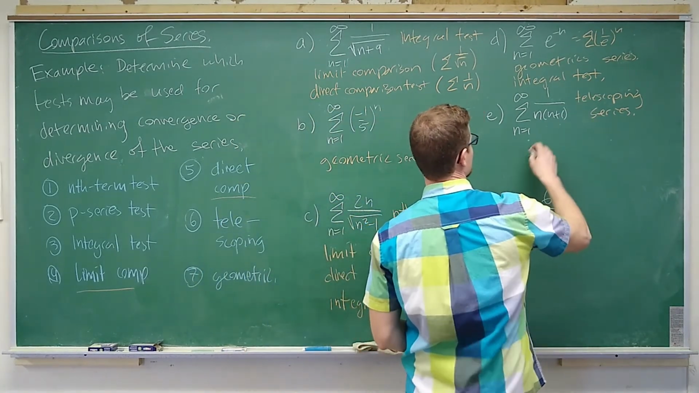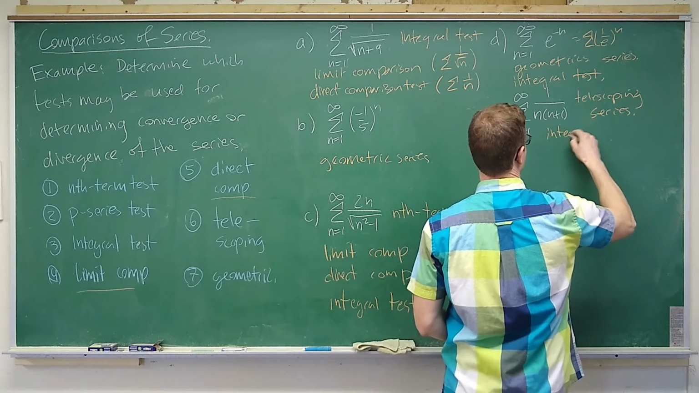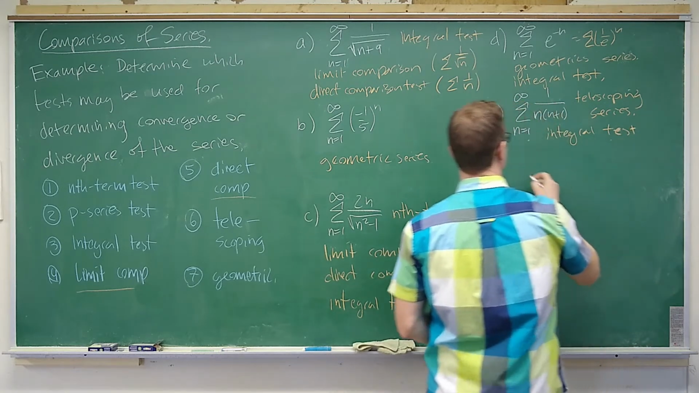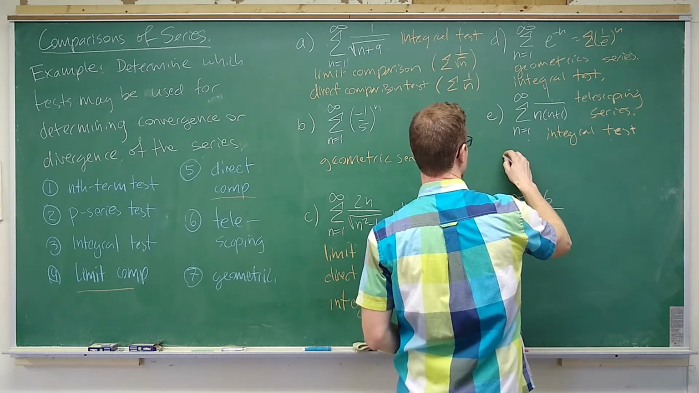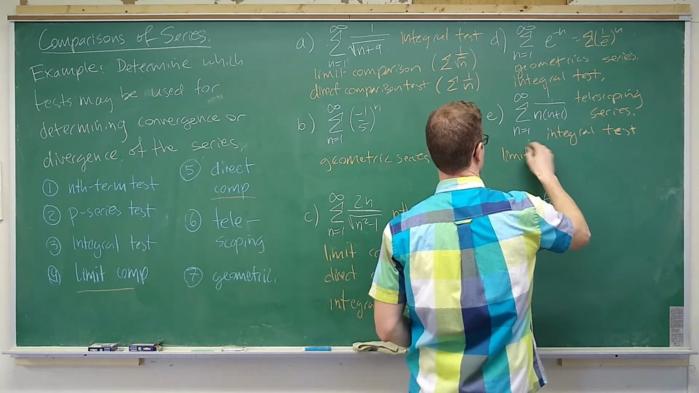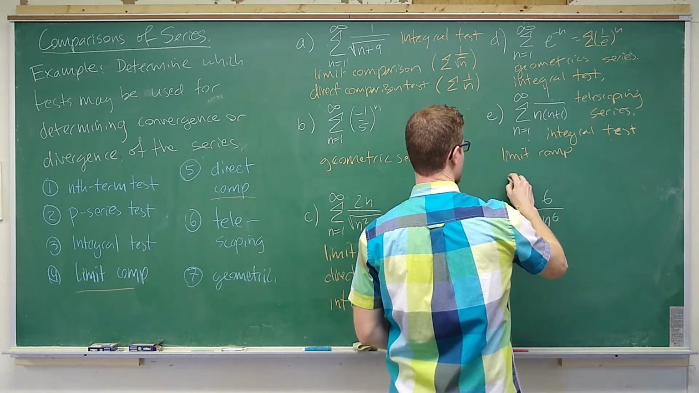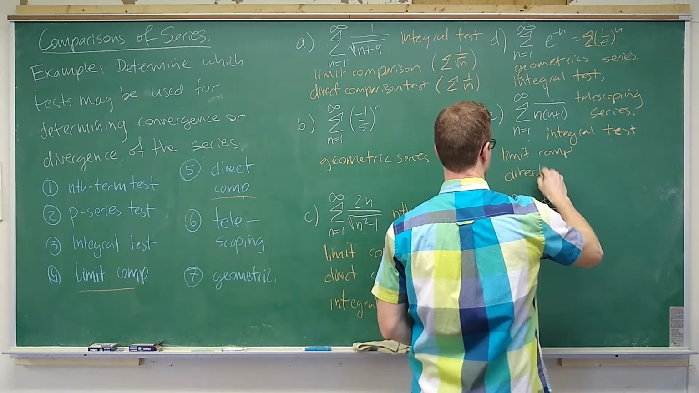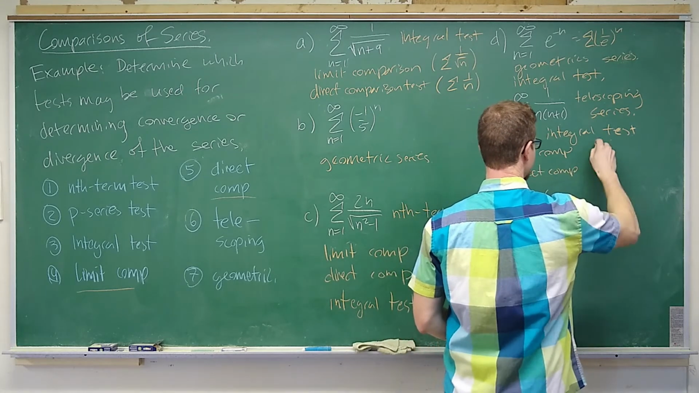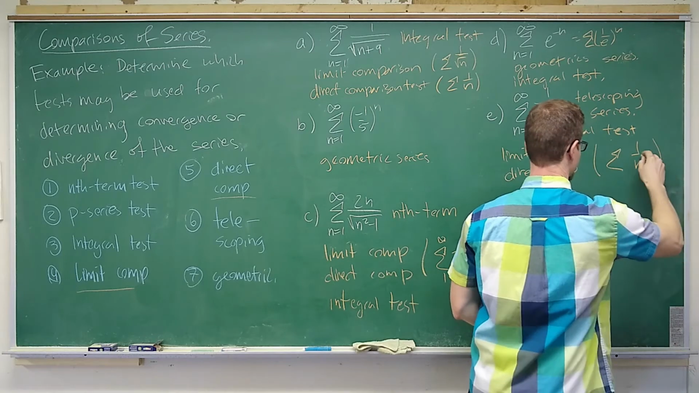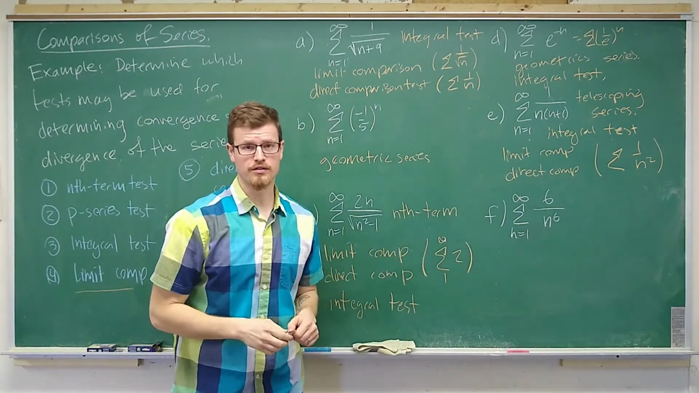So that would give you a telescoping series. You could also use the integral test. You can also use the limit comparison. And you can also use the direct comparison. In both cases, using the sum of 1 over n squared would work and give you what you're looking for.